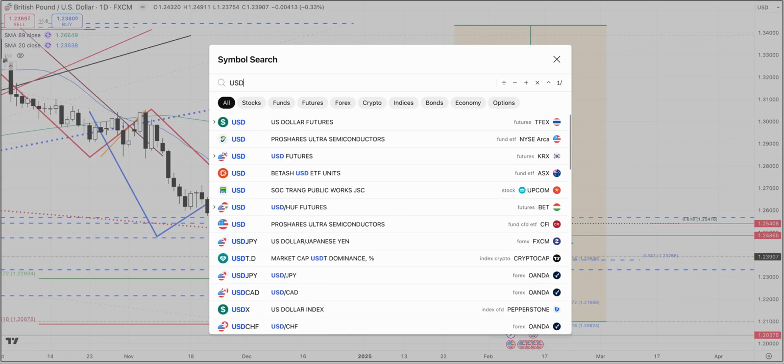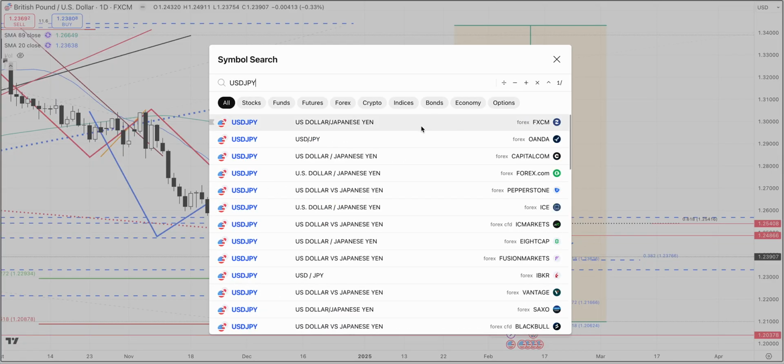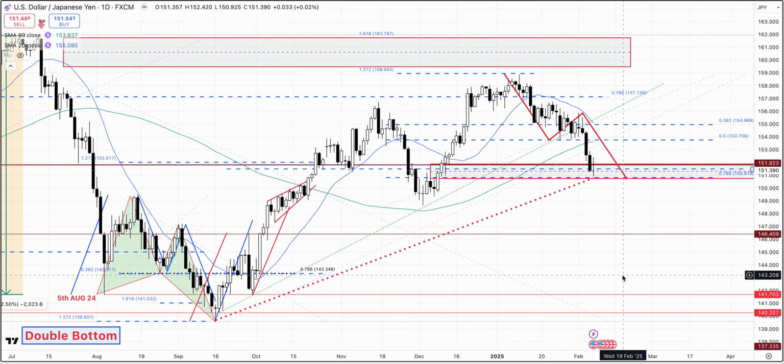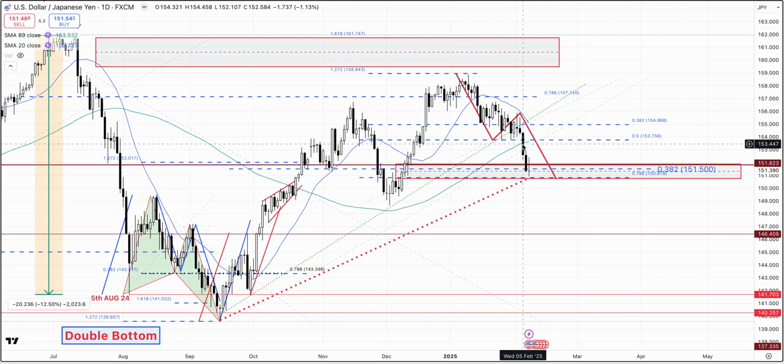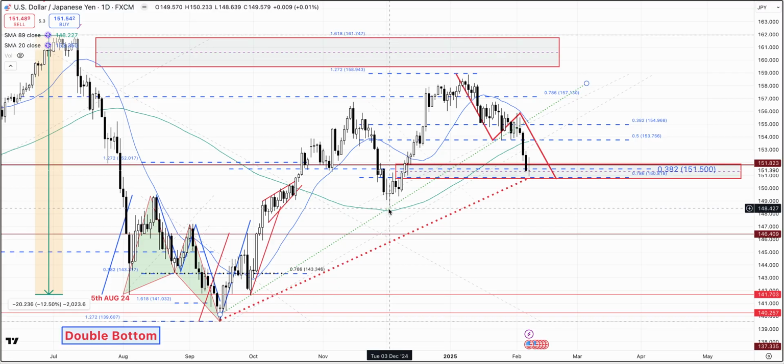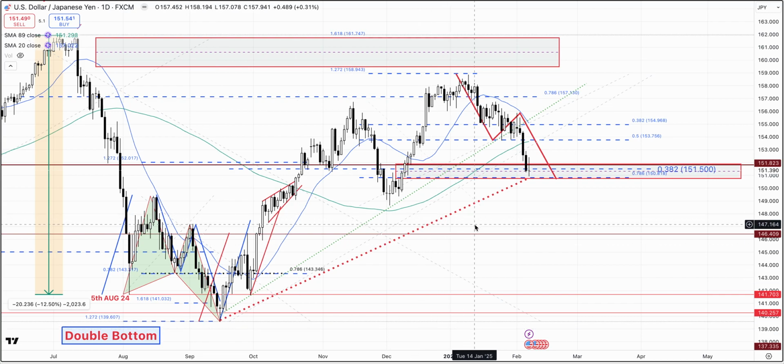Now let's take a look at the Japanese yen versus the US dollar. This is one of the most interesting ones. So here we go, USD JPY. The Japanese yen has actually been strengthening against the US dollar. It has formed this ABCD right into this 78.6% retracement of these lows, and this low. So this is the 78.6% retracement right here. We also have a 38.2% retracement of this low to this high nearby.